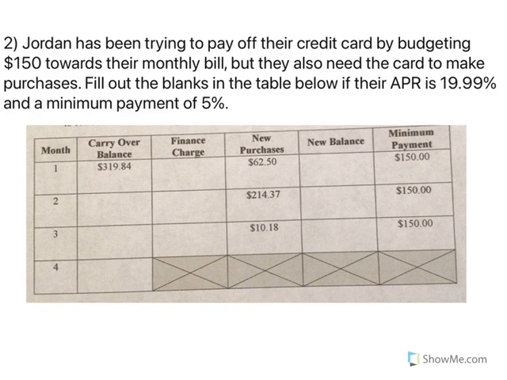All right, let's look at Jordan. Jordan's been trying to pay off their credit card by budgeting $150 toward their monthly bill, but they also need the card to make purchases. Let's fill out the blanks in the table below. If their APR is 19.9%, they have a minimum payment of 5%, but we don't have to really use that because of the $150. That's how much we're paying each month. And the 150 is way more than the 5%.